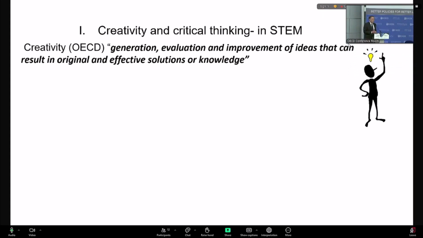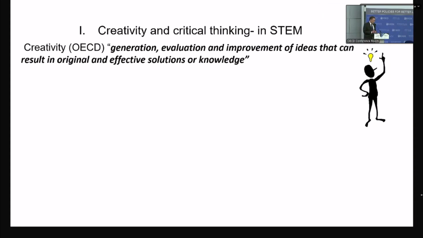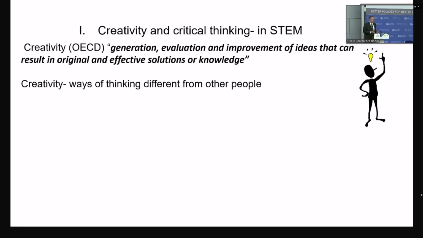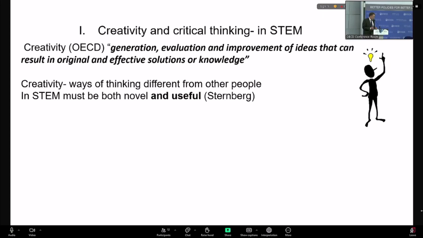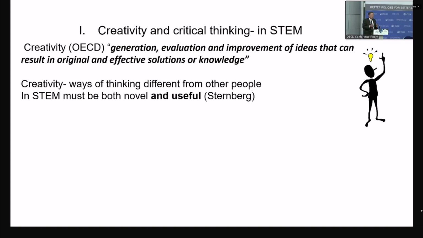So creativity, as defined by the OECD, slightly abbreviated, is the generation, solution, and improvement of ideas that can result in original and effective solutions or knowledge. Or another simpler way to say this is just creativity is thinking about things differently than the way other people are doing that. Now, in STEM, one distinction from creativity more generally is that to be creative, it's not just different, but it also has to be useful. It's got to help to solve novel problems or provide new insights.